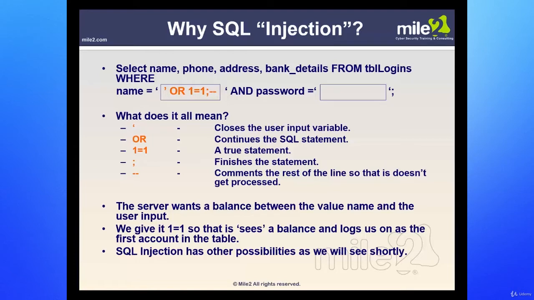Then we give it a true statement, in this case 1 = 1, which is a true statement. We finish the statement by using a semicolon. Then we comment out the rest of the line so it doesn't get processed. So in this case, the password never even gets looked at. So with this, when we put this in there, we can actually then log in as the first record in the account on the database.